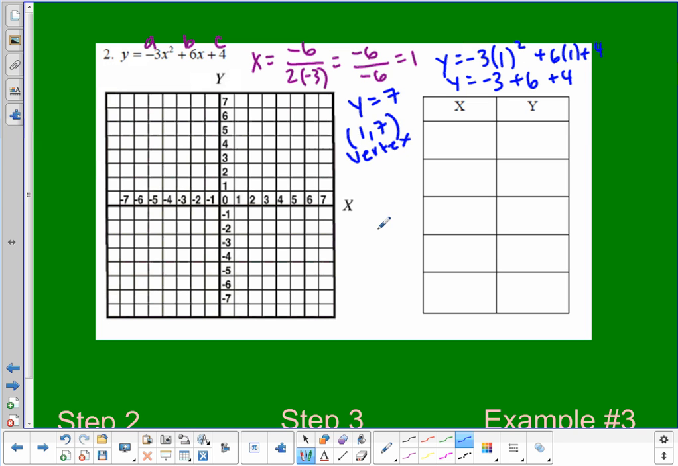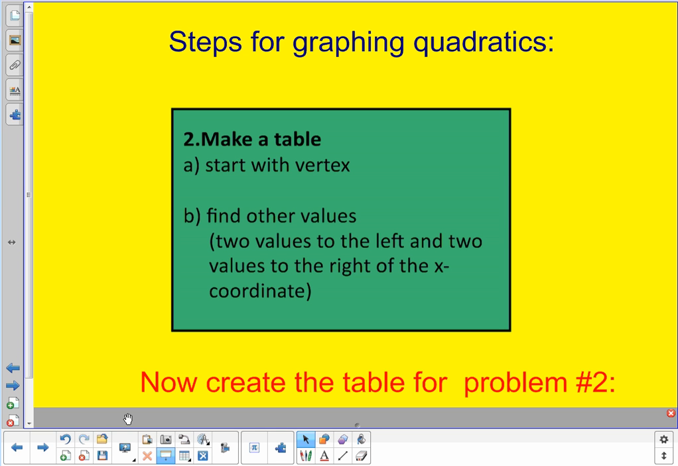Now let's go back and see what step 2 tells us to do. So flip back to the front of your notes. On the front of your notes, step 2 is to make a table. We want to start with the vertex, and we're going to put this in the middle. Okay, so it's a little deceiving because we're going to put it in the middle of the table. Then we're going to find other values, 2 to the left of that vertex and 2 to the right of that vertex.